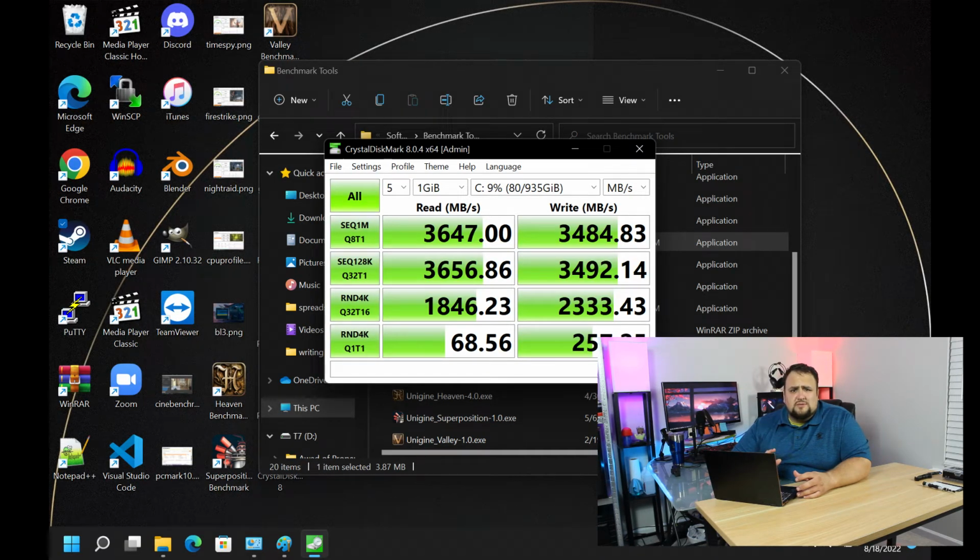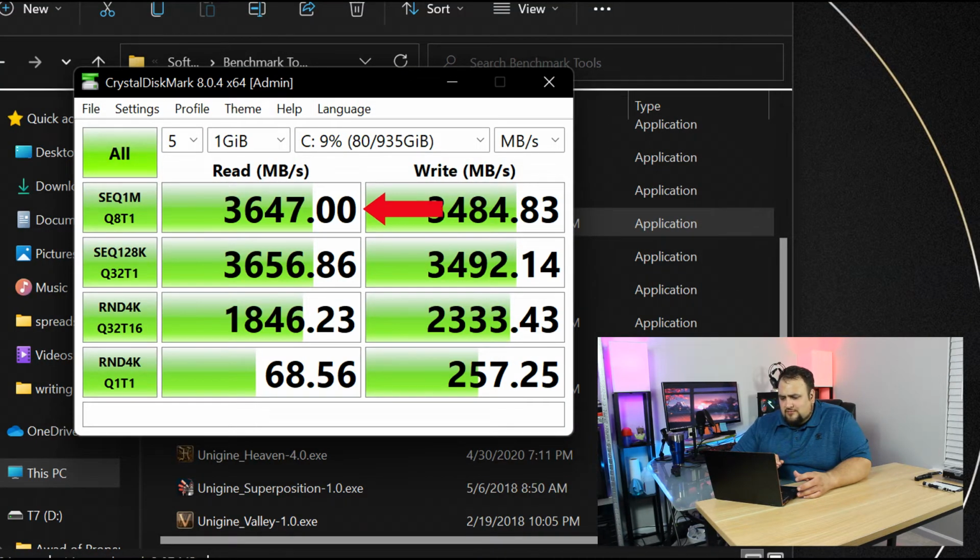So for our next benchmark, let's take a look at the speed of the NVMe drive. It is a quick drive with read speeds of 3647 megabytes per second and write speeds of 3484 megabytes per second. So let's take a look at all the 3D marks.